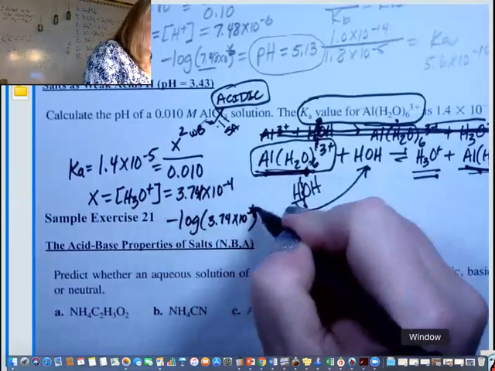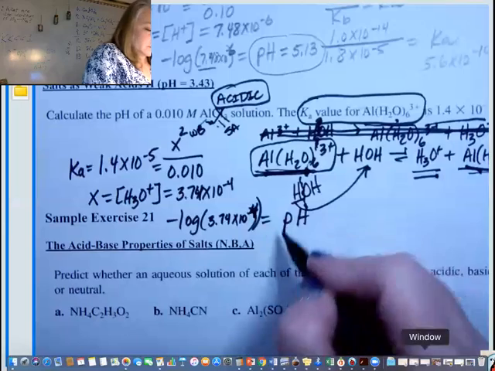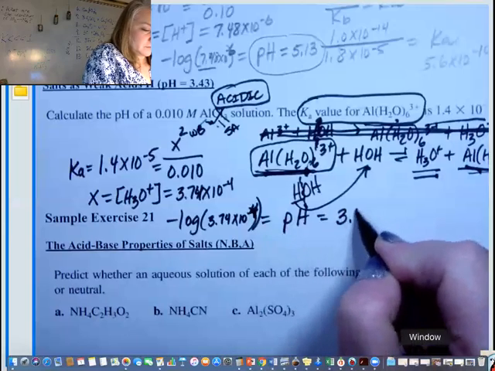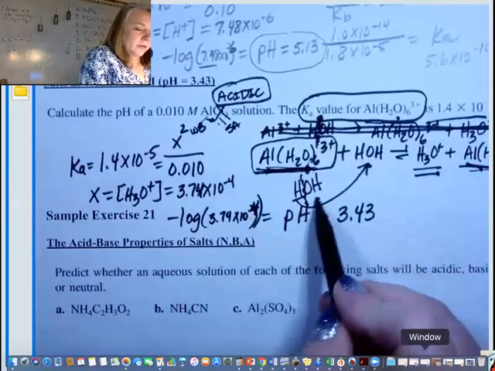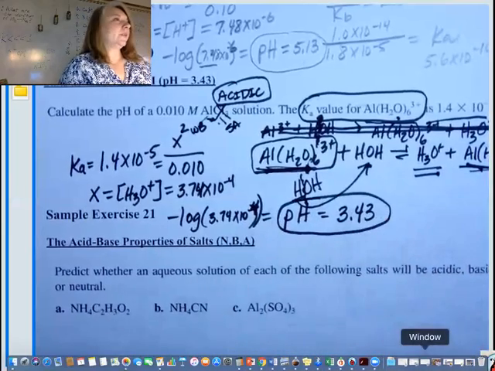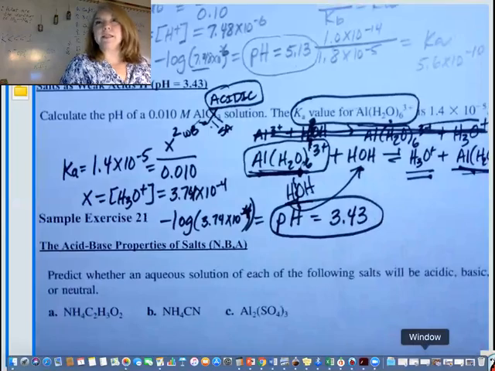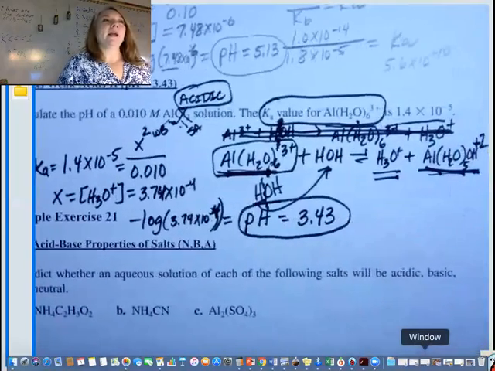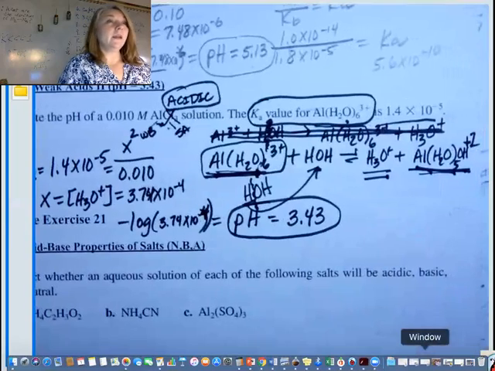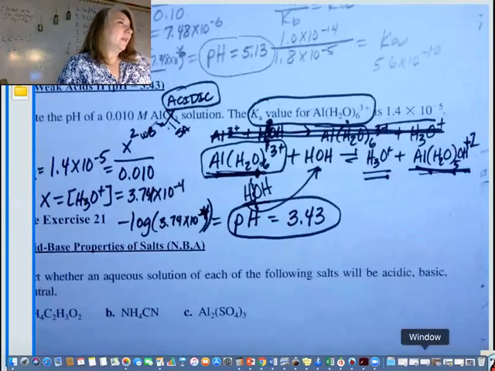I got 3.43 as the pH. All right. Now, the math part was way easier than trying to come up with that crazy equation. So the great thing about this, guys, is that on the AP type problems, they'll give you that equation. It'll make it way easier.